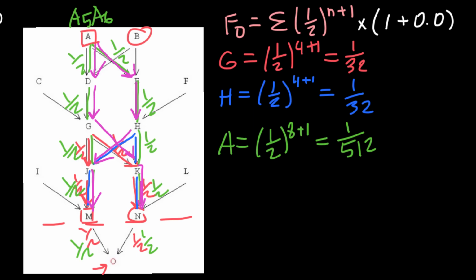So as you see, there are two ways this can happen. So we have to calculate this probability also, which is going to be the same: 1 half to the power of 8 plus 1, which would give us 1 over 512. And the same two variants would be for individual B.